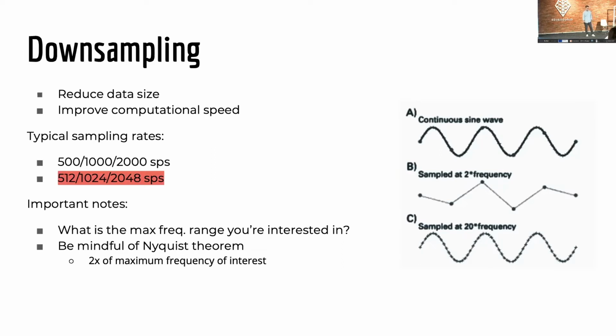An important note that you should consider when you are doing downsampling is that you need to really know what the maximum frequency is that you are interested in, because of the Nyquist theorem. That suggests that the minimum requirement is 2x the maximum frequency of interest. You could see that on a sine wave here, for example. If you're sampling the sine wave at less than 2 times the frequency, you might get something like a flat line, though it was a sine wave. So you could undersample your data.